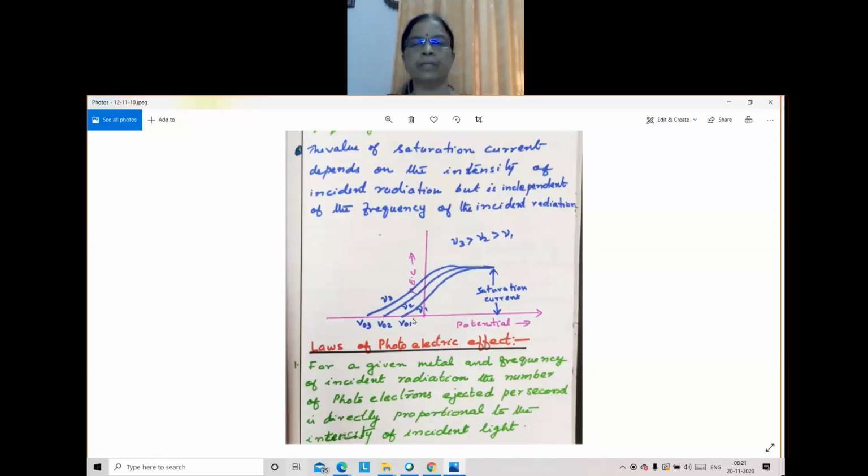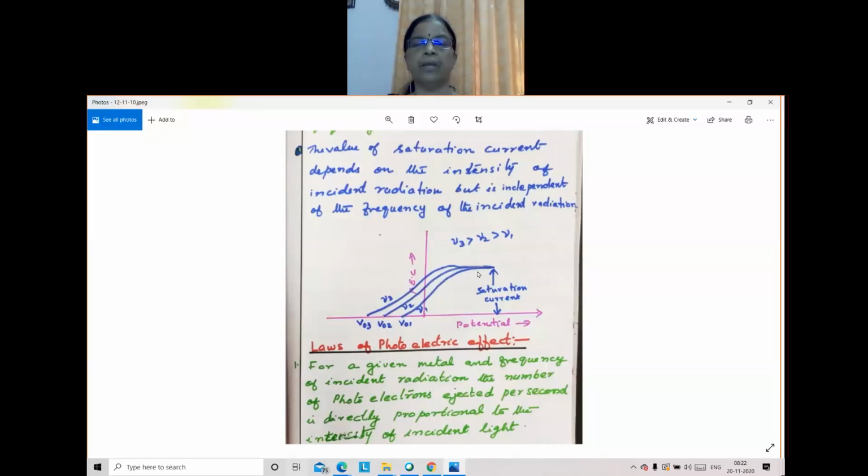So for the radiation of frequency nu1, what we have seen, first when we increase the potential, photoelectric current increases and reaches a constant value. Straight line path, constant value. That is a saturation value, saturation current. So first when we make the potential of plate A more and more positive, photoelectric current also increases and reaches a maximum or saturation value.